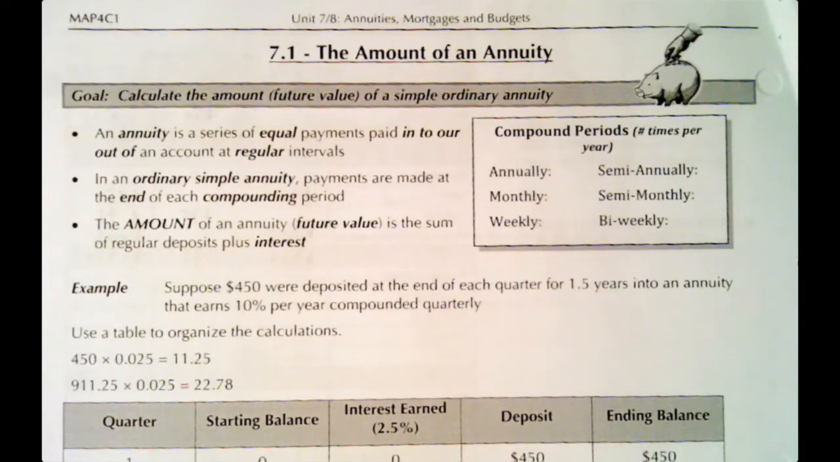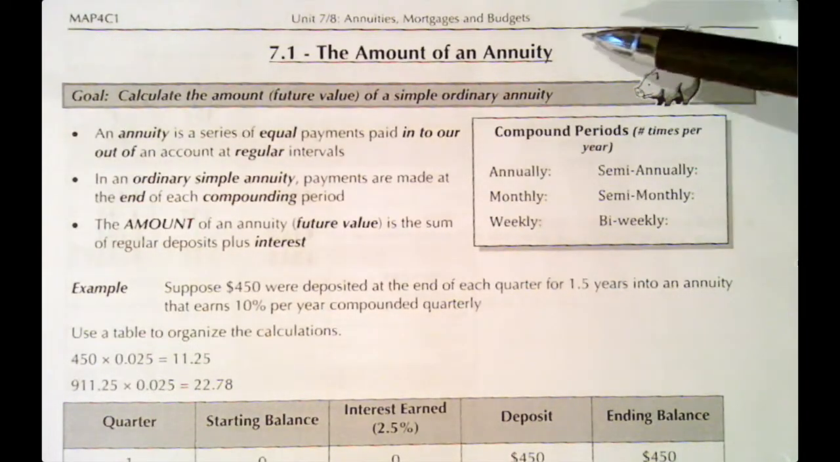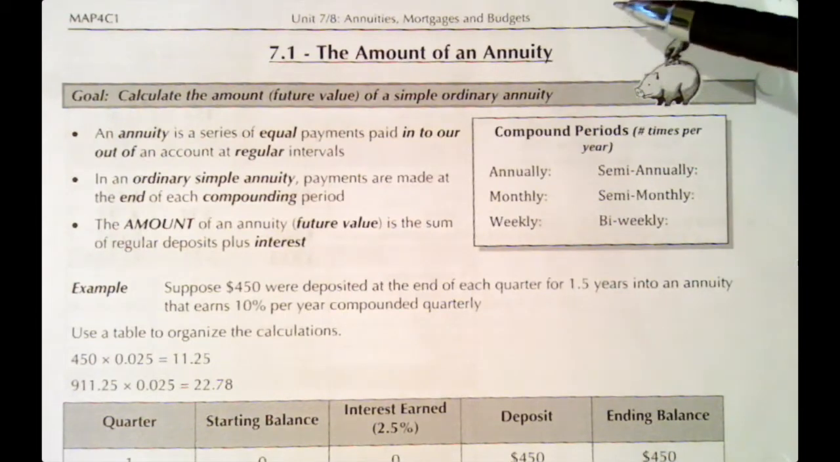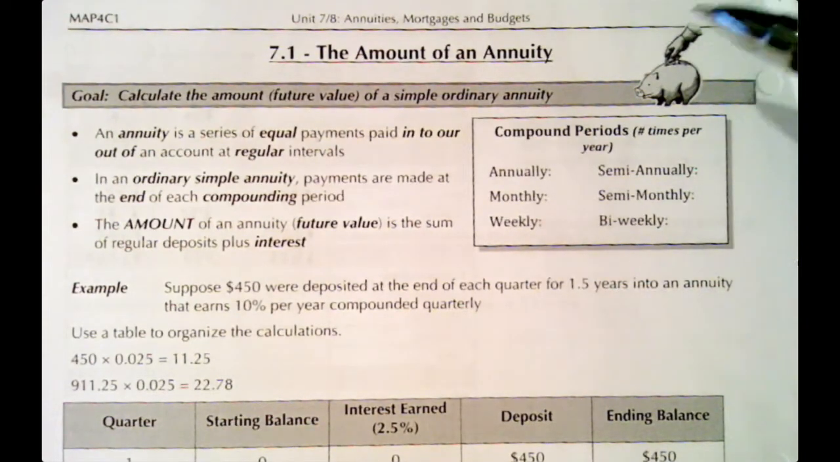Okay, this is lesson 7.1, and this is the amount of an annuity. In this lesson, we're going to break it into two parts. The first part's going to be about the future value of an annuity, so how much an annuity investment is worth in the future. And then in the second part, we're going to look at the present value. So first, what is an annuity?